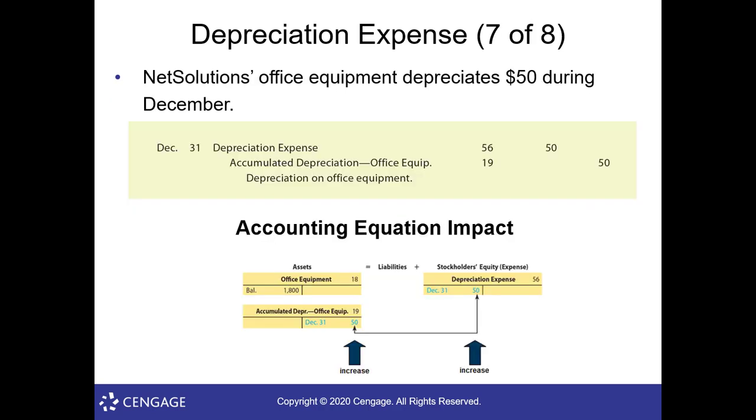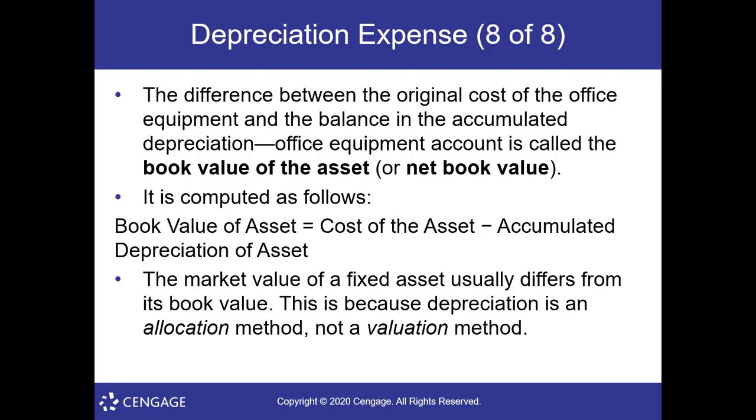So here's the entry. We've determined that it's $50 for the office equipment per month. And so $50, it's a 3-year life, obviously. So $50 to depreciation expense debit, and then a credit to that contra asset account. Subtracting the accumulated depreciation from the original cost of the asset gives us book value. It is not a fair market value. It's not what you can sell the asset for. It is the value we placed on the balance sheet based on historical cost.